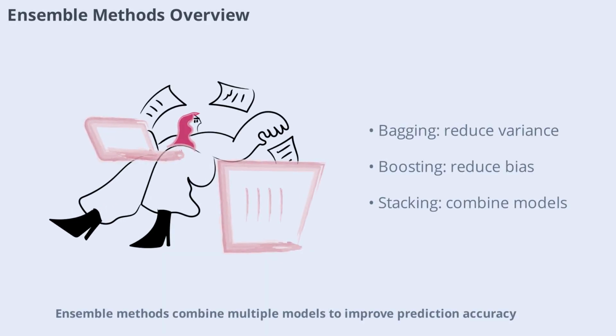Ensemble methods combine multiple models to improve prediction accuracy. Techniques like bagging, boosting, and stacking leverage the strengths of different models, often outperforming single models. Ensembles are powerful tools in the model fitting toolkit, especially for complex or noisy data.